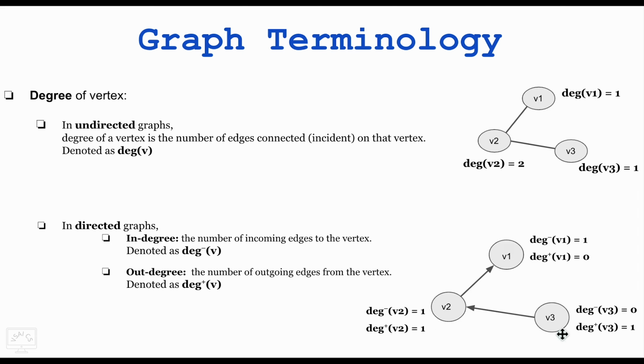The vertex v3 has no incoming edges. So the in degree of the vertex v3 is equal to 0. And it has only one outgoing edge. So the out degree of the vertex v3 is equal to 1.